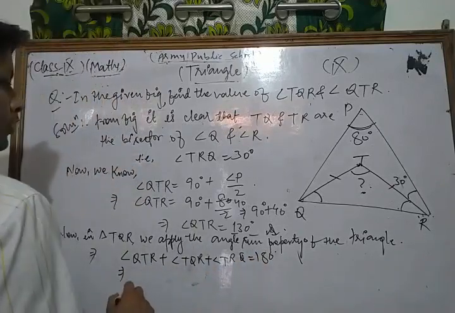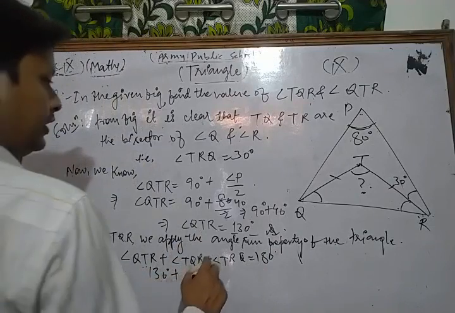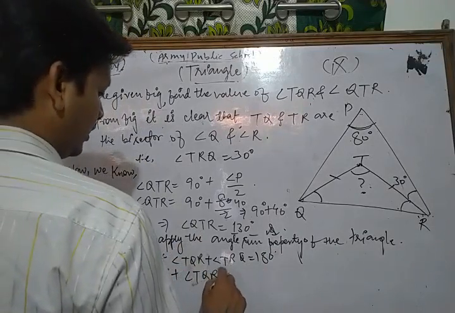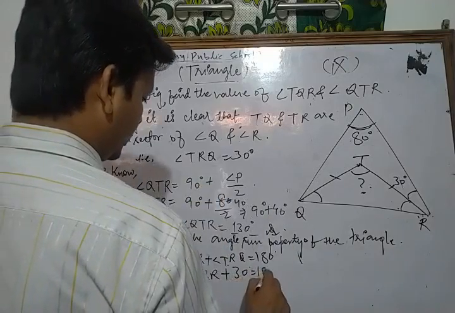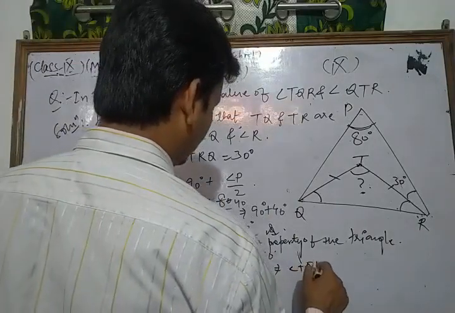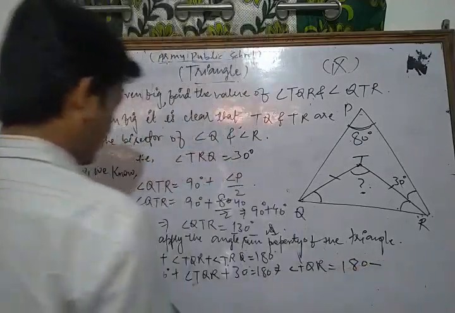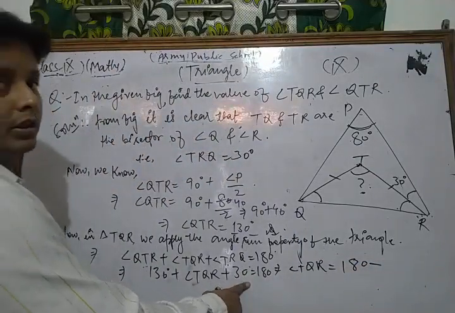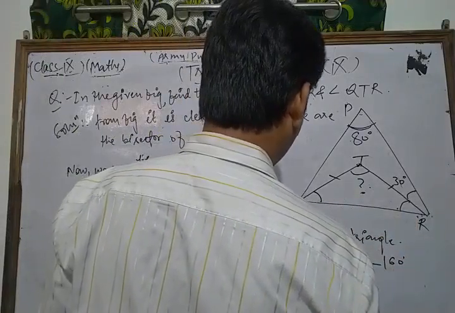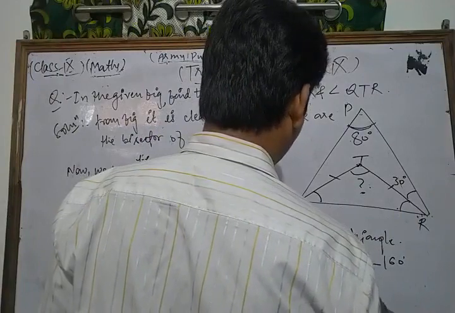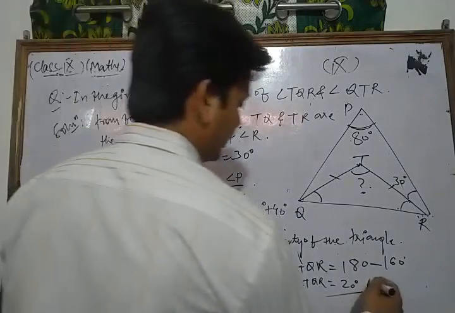180. Now angle QTR is 130 degrees, and TRQ is 30 degrees. The sum is equal to 180. So from there, angle TQR is equal to 180 minus 130 and 30, that is 160. Transferring that side, this is 160. So angle TQR is equal to 20 degrees. This is the required solution of the given question.